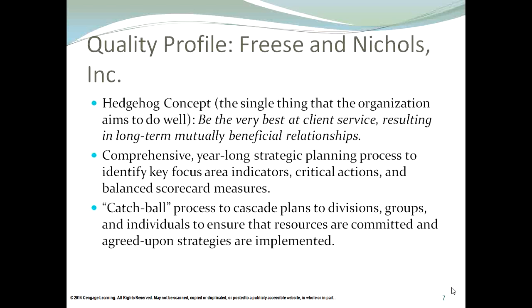And in this particular way, here is one more case of a quality profile of a company called Fries and Nicholas Inc., which is given in your textbook, which talks about the concept of hedgehog, the single thing that organizations aim to do well, be the best at client service, resulting in long-term mutually beneficial relationships, a comprehensive year-long strategic planning process, and identifying key focus areas, indicators, critical actions, and balanced scorecard measures. A catch-ball process cascades plans to divisional groups and individuals to ensure that resources are committed and agreed upon.